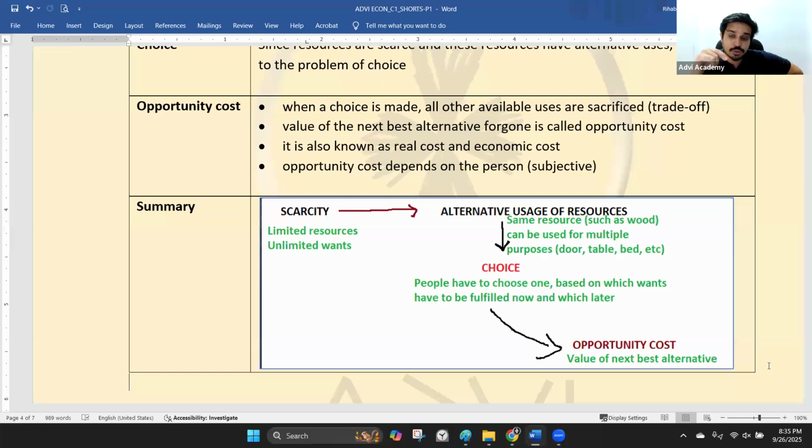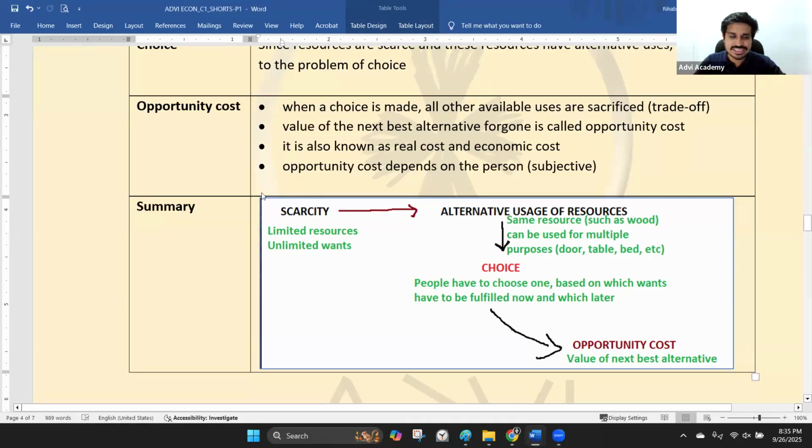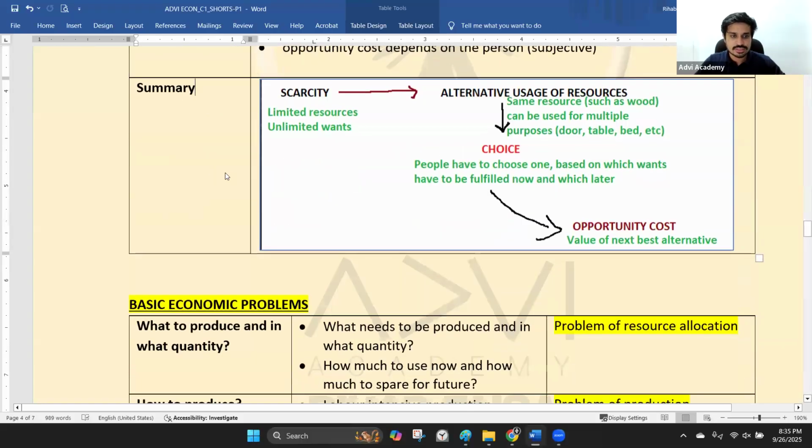So if we have to choose, that is when the problem of choice comes into play. And the moment we choose something, the second best alternative is basically the opportunity cost. Trade-off means everything we are letting go. So those are the things that you need to know when it comes to your summary of this.